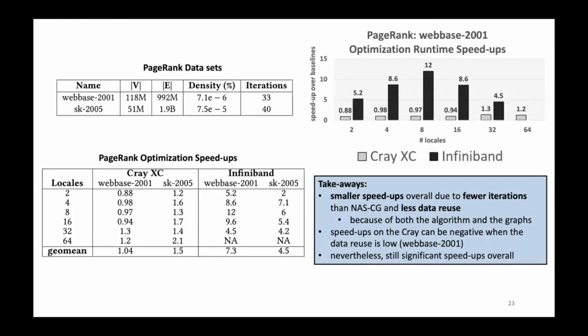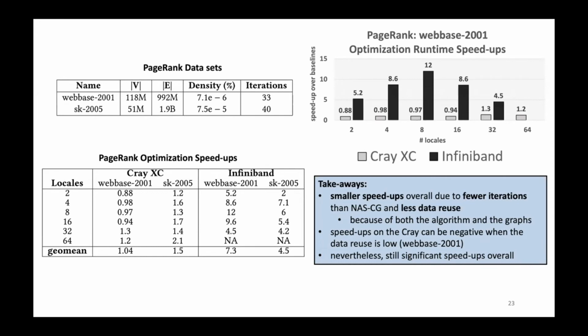Next, we have PageRank. So this is a graph analytic. It's iterative. It does a SPMV-like operation. But as you can see in the table on the top left, we run for significantly fewer iterations when compared to conjugate gradient. So we're looking at 30 or 40 versus the thousands that we were seeing on the previous slide. And the table below that, again, shows the runtime speedups. And I pulled out one of the data sets in a chart form.